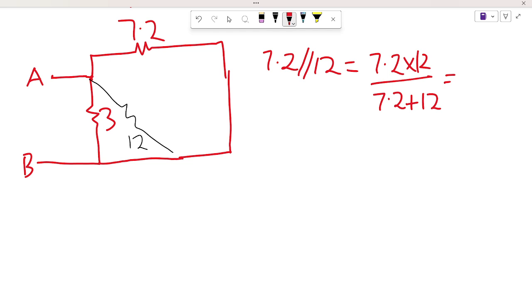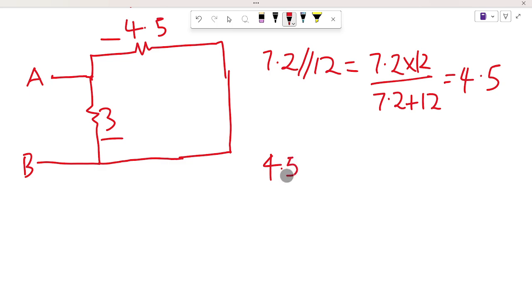So here we have our results going to give us that's about 4.5. So we can further reduce our circuit. So last of all, we have our 4.5 and 3, and they're also in parallel. So 4.5 in parallel with 3.